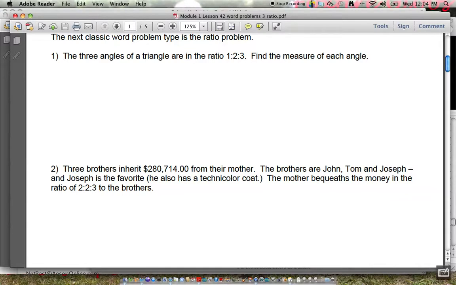Good. So I'm going to do that. Here's my shape. Nice looking triangle right there. That's like, I have future Picasso skills. Okay? Now, they're in the ratio of 1 to 2 to 3.